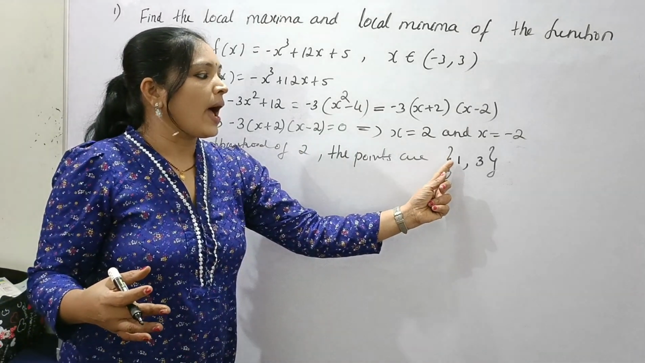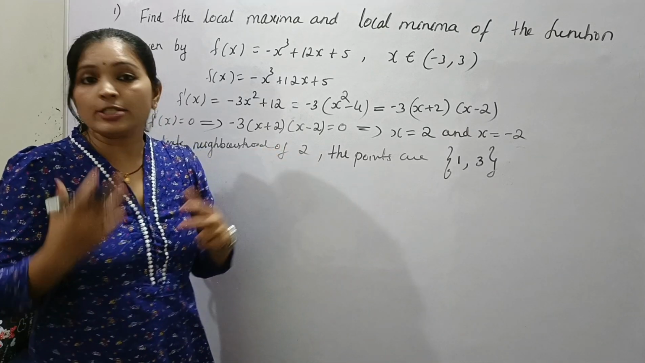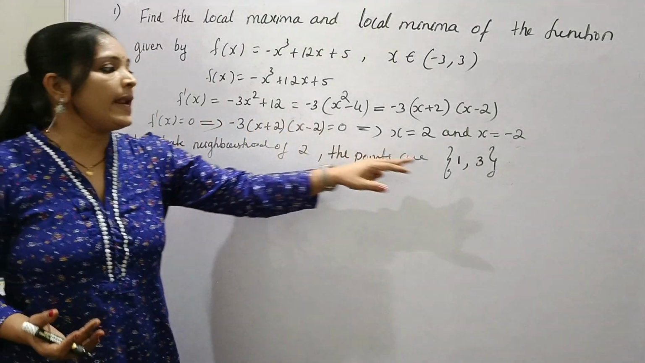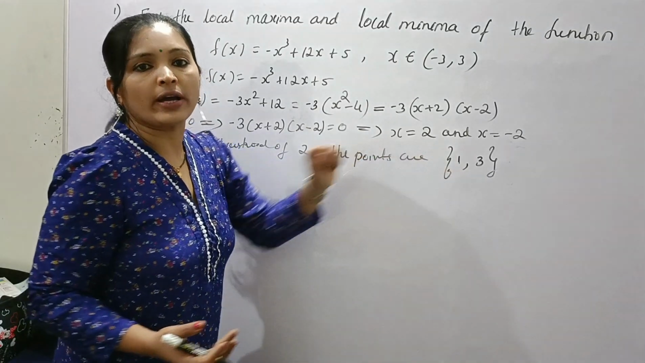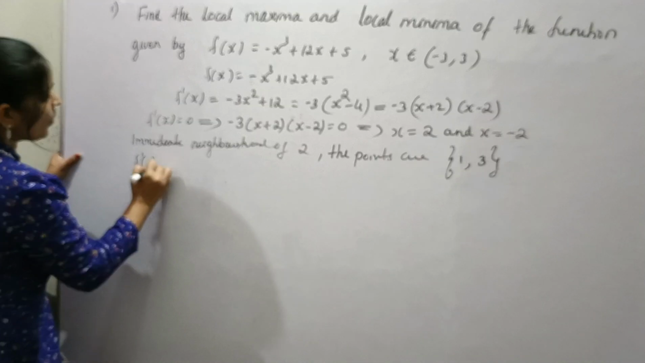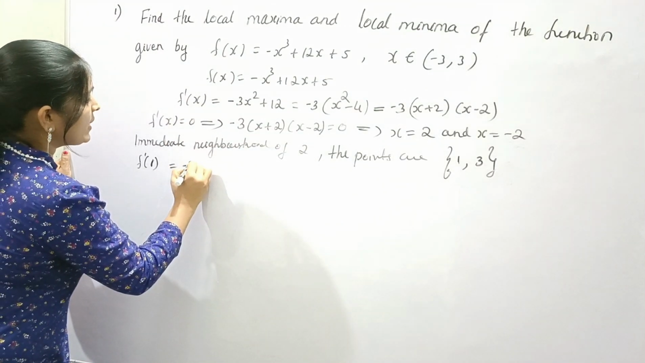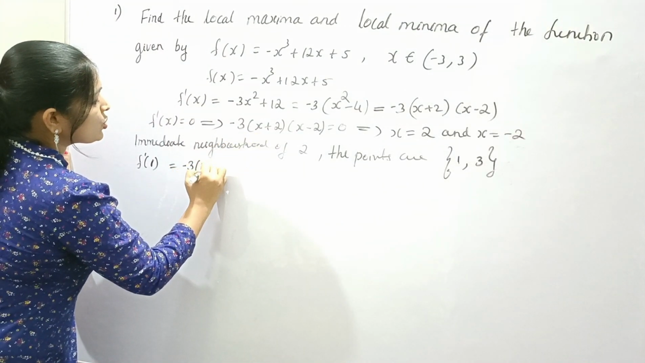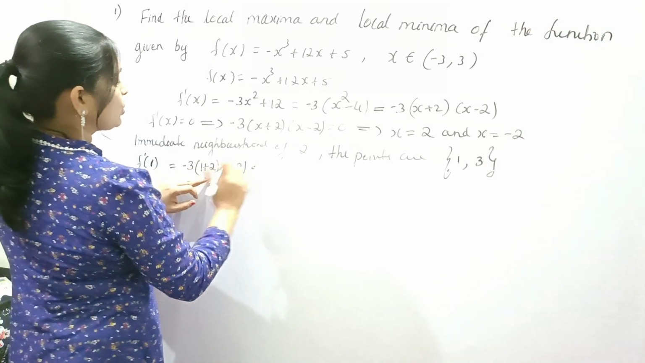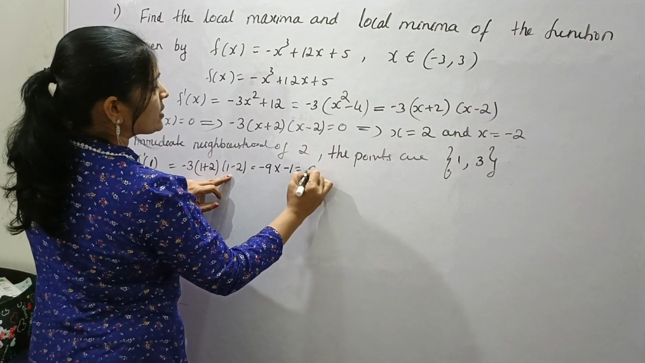So here, as x increases, what is the change of sign? The sign change of f dash of x. Let's find f dash of 1. Substituting x is equal to 1, we get minus 3 into 1 plus 2 into 1 minus 2, that is equal to minus 3 into 3 into minus 1, that is minus 9 into minus 1, that is plus 9.